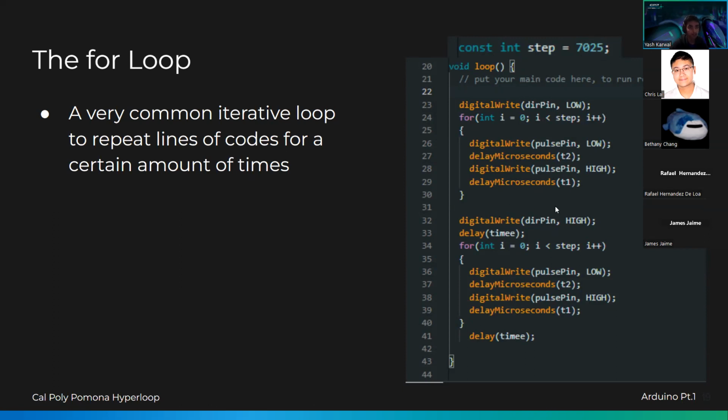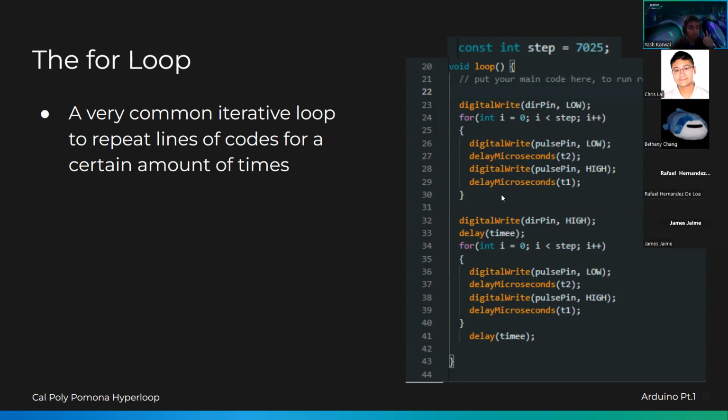So what will happen is it'll first define i as 0. Then it'll look at the condition: is i less than 7,025? And it is, so it'll run these 4 lines of code. Then it'll add 1 to i. So i is equal to 0 first, right? Then it runs this, then i equals 1. It'll go back up and ask, okay, is 1 less than 7,025? Yes, so it'll do this again.